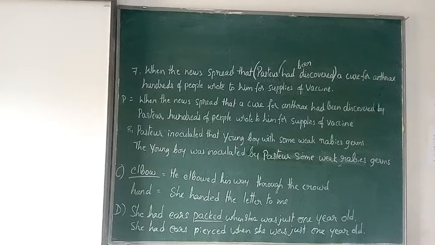Fourteenth one. In spite of his riches, he is unhappy. Use nevertheless. He is rich, nevertheless he is unhappy. Fifteenth one. To avoid punishment, you must apologize. Apologize means ask for forgiveness, ask pardon, or accept your mistake. They asked us to use or. Apologize or get punished.